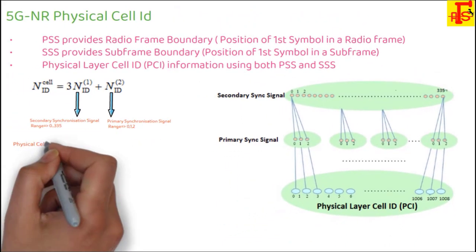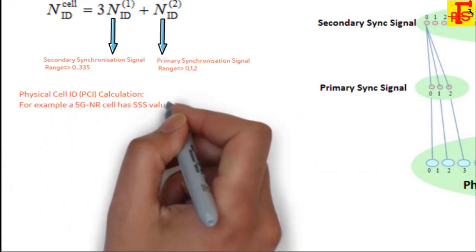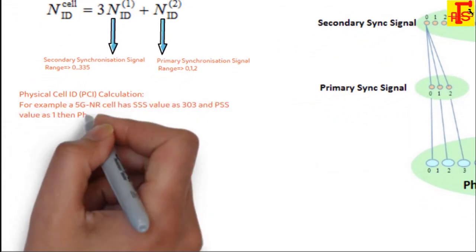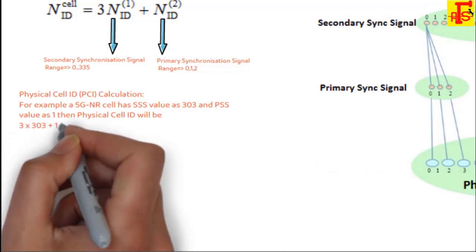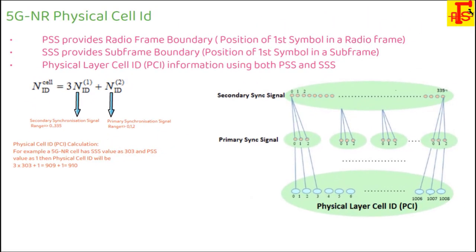So if we are calculating, suppose in 5G our SSS value is 303 and the PSS value is 1. As per the formula, 3 into 303 plus 1, that is 910. The PCI value is 910, right? So once you get the PCI, then you will get the PBCH DMRS signal, because the DMRS location changes as per the PCI information, right?